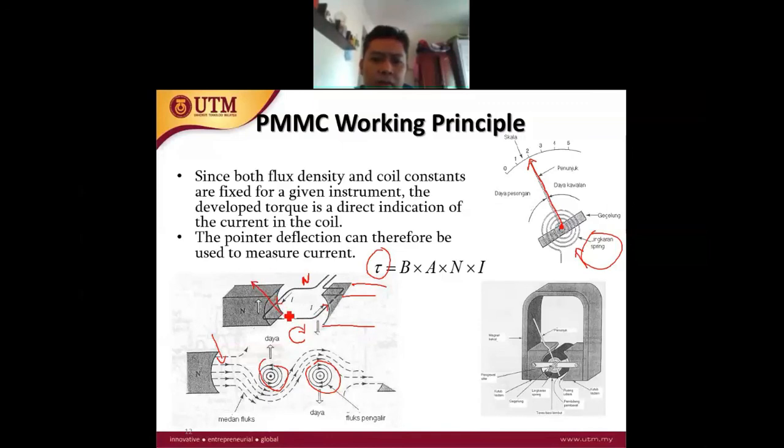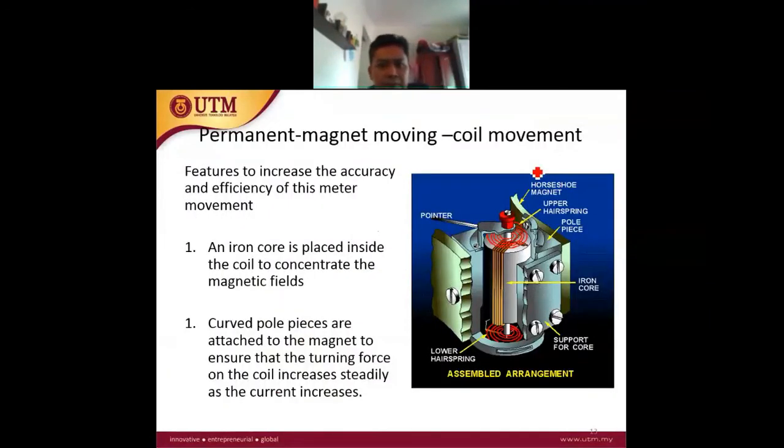So the needle, the indicator that indicates the rotation on the scale, will also deflect and show us the value. Basically it shows us the value of current. So that is the fundamental of how we can relate the current value with the deflection torque.